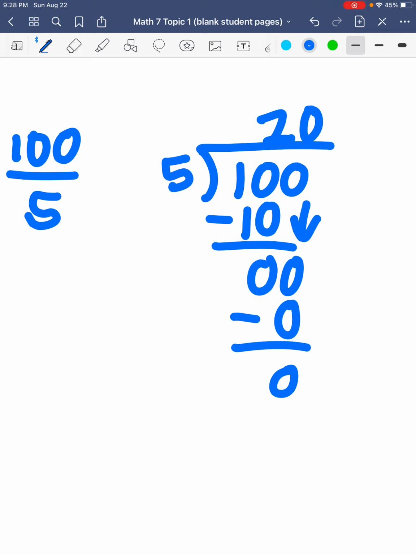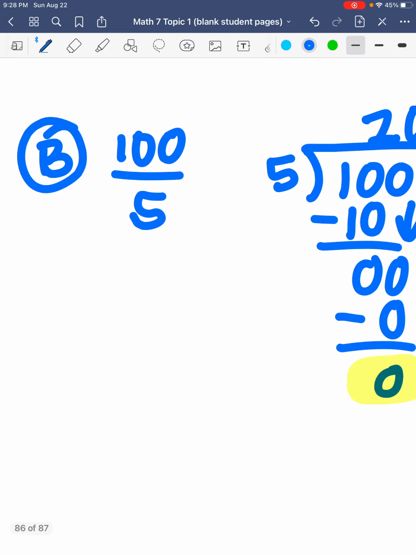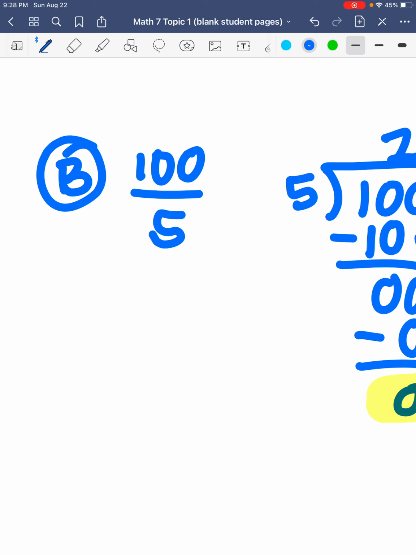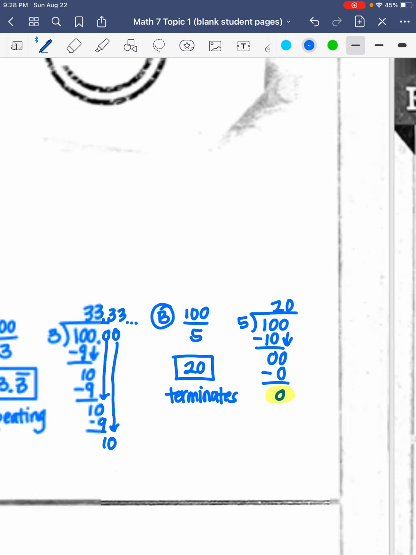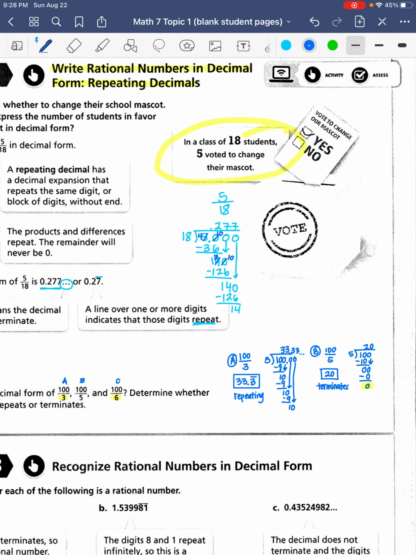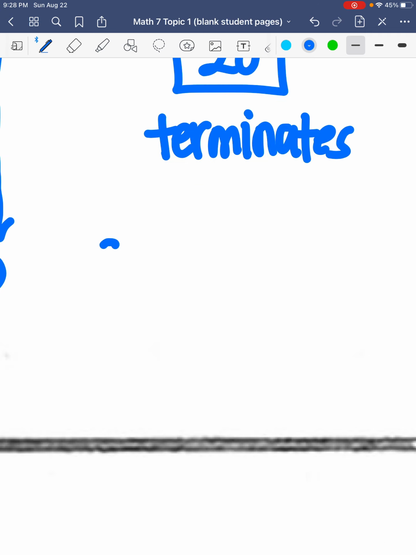So this one, because I have a 0 right here for my remainder, I know that this one terminates, it ends. So 100 over 5 is equivalent to 20. So this one terminates, it ends. It does not keep going.